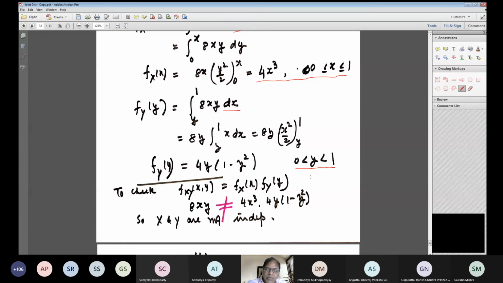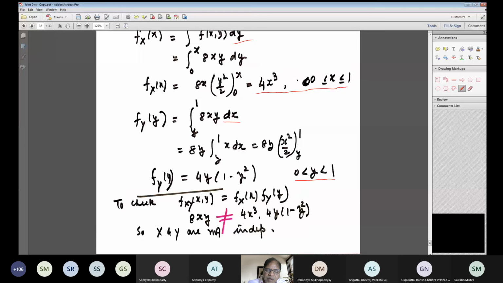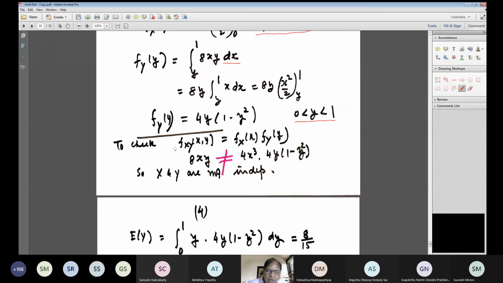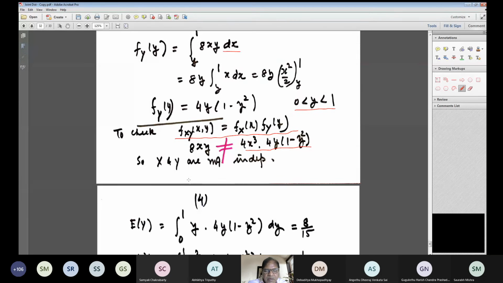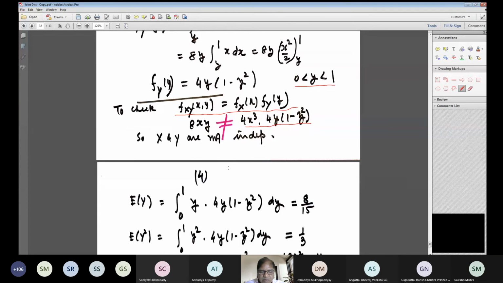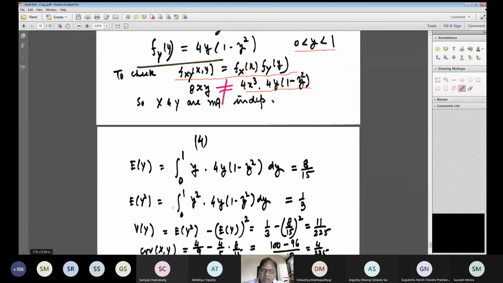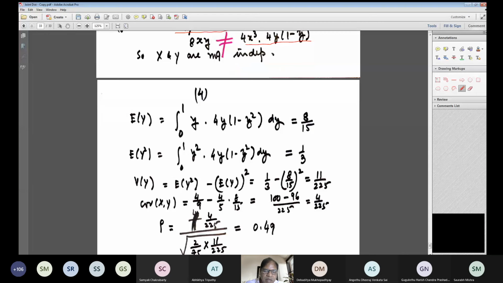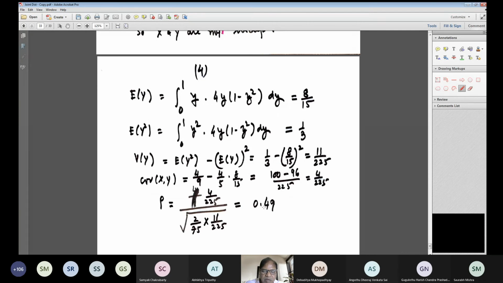Now, as you can see, x and y are not independent. To check independence, we write f(x,y) as the product of the marginal of x and the marginal of y. So 8xy is not equal to 4x cubed times the other factor, so x and y are not independent. If they are not independent, we need to find the correlation. You need to find E of y squared, E of x, covariance, etc. Ultimately you will get rho equal to 0.49.